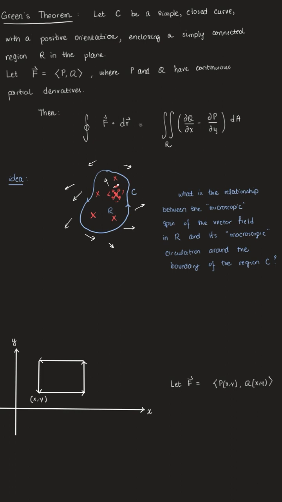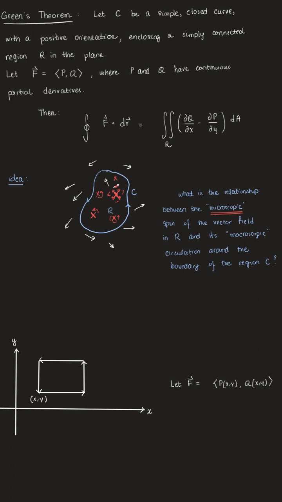And we want to know, okay, these little spins, do they have any relationship to the actual circulation around the boundary of the region? The spins are a microscopic measure. And those spins are actually the curl, right? It's actually a circulation density. If I put a little propeller there, how much is this going to spin and in what direction?